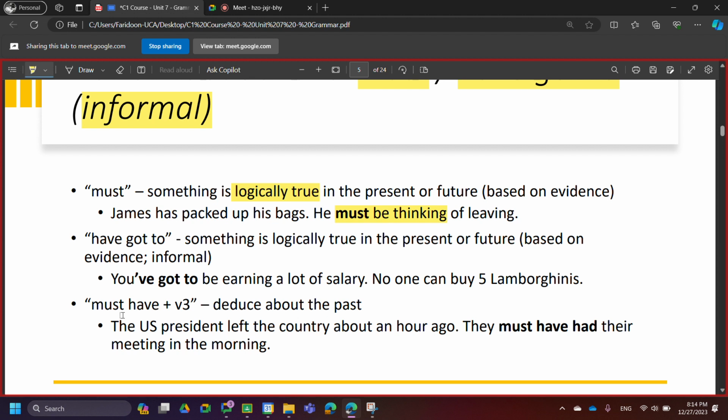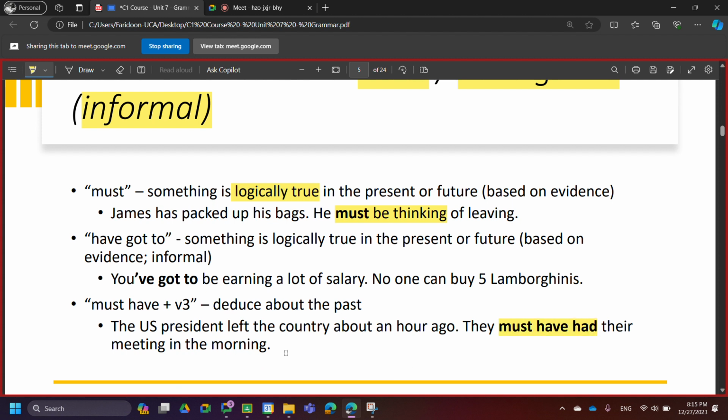Okay, and the last one, you can use must have plus verb 3 to deduce about the past. Example, the US president left the country about an hour ago. They must have had their meeting in the morning. So must have had is now a very, very strong deduction about the past.